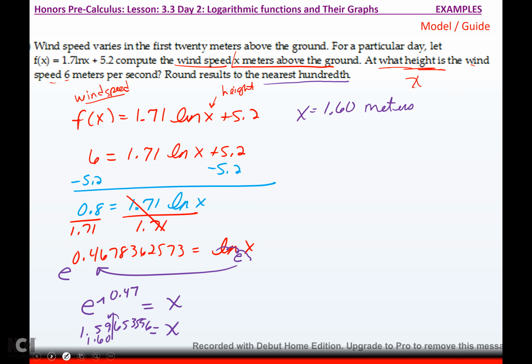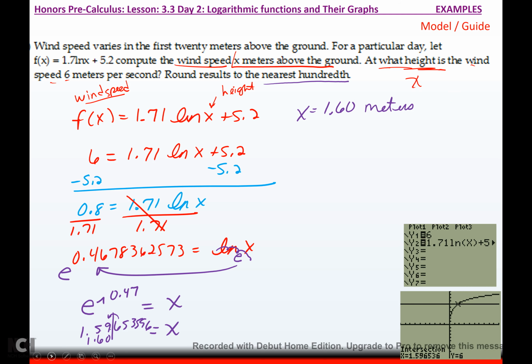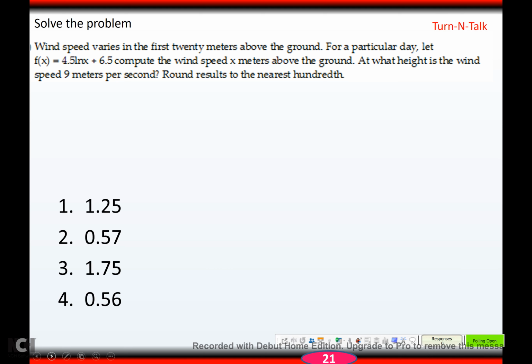Alright, and you could also have solved it graphically. If I typed this in for y1 and this side in for y2 and calculated the intersection point, I get the 1.596 blah blah blah, which rounds to 1.6 meters. Okay? Alright, so you try this one. Hit pause, come back when you're ready, and hopefully you got 3.